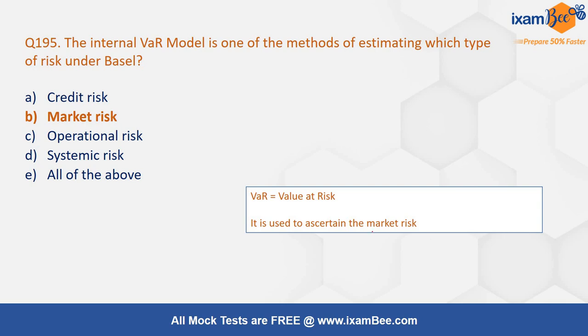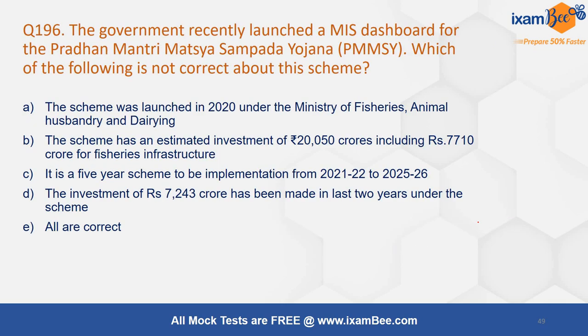VAR is used to ascertain the market risk. The government recently launched MIS dashboard for the Pradhan Mantri Matsya Sampada Yojana. Which of the following is not correct about this scheme? The scheme was launched in 2020 under the Ministry of the Fishery, Animal Husbandry and Dairying. The scheme has an estimated investment of 20,000 crore, including 7,710 crore for fisheries infrastructure.